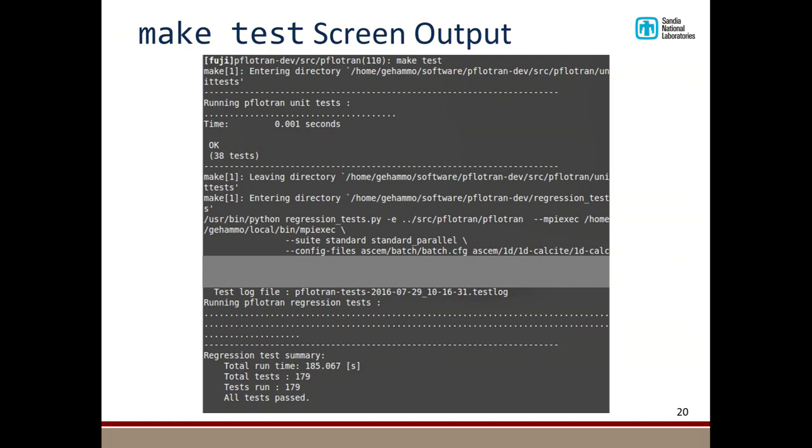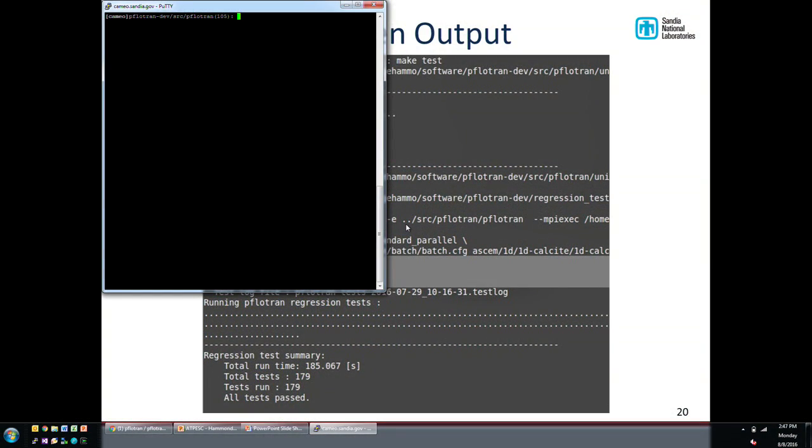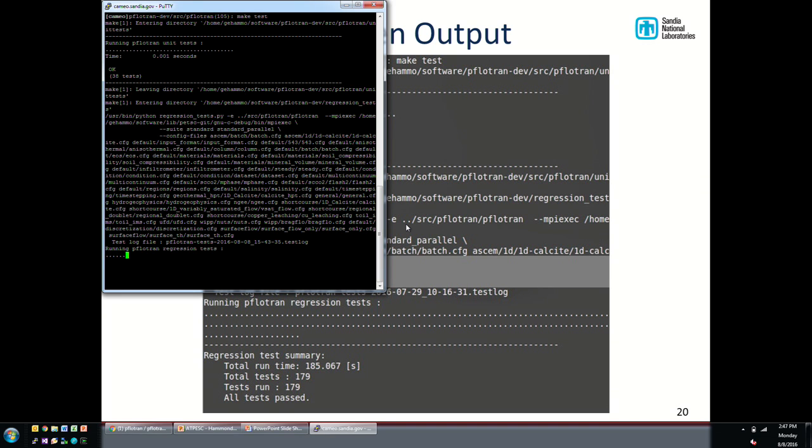Okay, here's the output. Well, I'll run it real quick. Let's see if I can Alt-Tab out of this and not mess something up. So this is a Linux box out at Sandia National Labs, and the regression testing is running. Hopefully you can see those dots being printed along. Each one of those is a regression test.